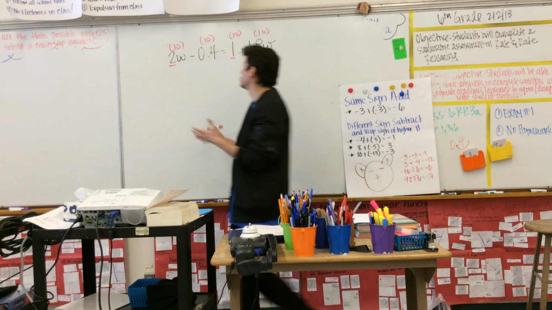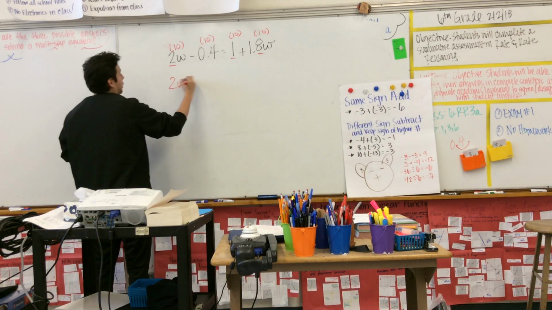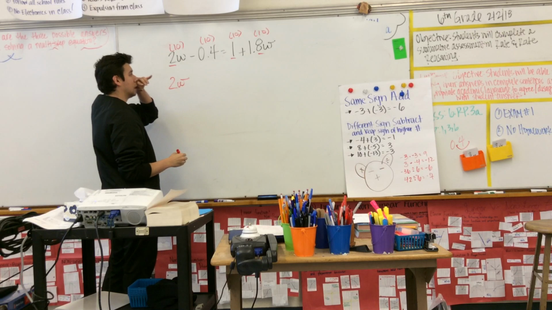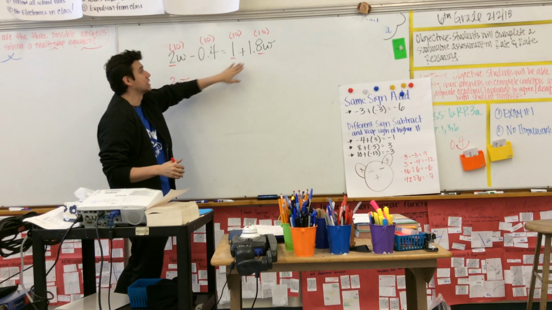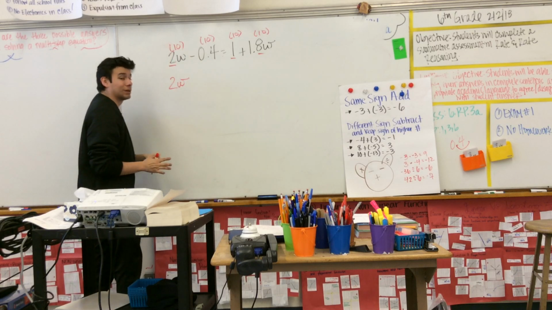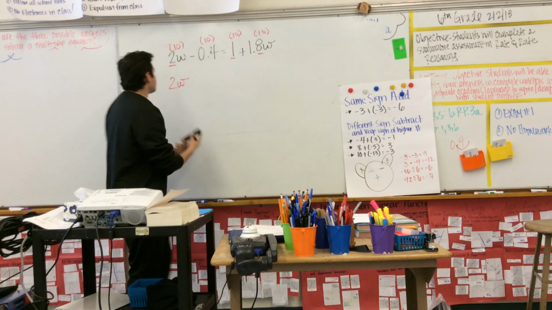Okay, this is what you guys would do. You're like, oh, this is going to be 2w. And then this one is, oh, there's one 0, so I only have to move the decimal once. You get the decimals right, but when it deals with the whole numbers, it's wrong.